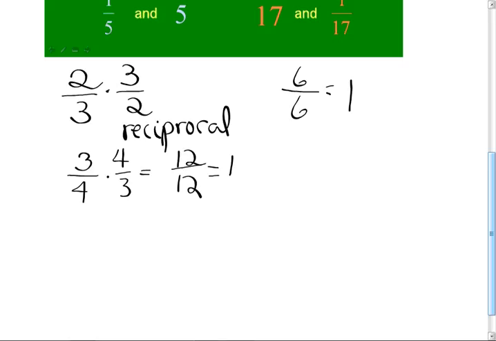So the next example we have up there is 17. What's the reciprocal of 17? If I have a problem with that, I'm going to put a bar here, and remember that 17 is 17 divided by 1. So what's the reciprocal of that? Just flip it: 1/17. Okay, that's all it is.